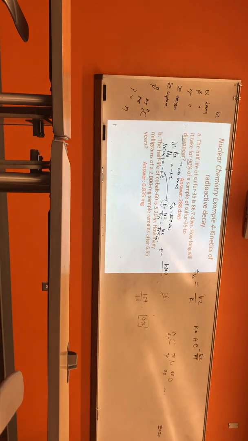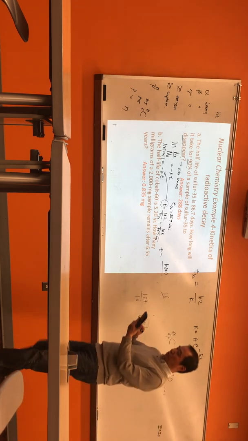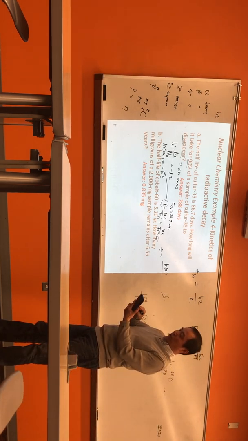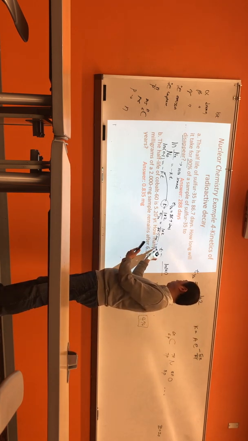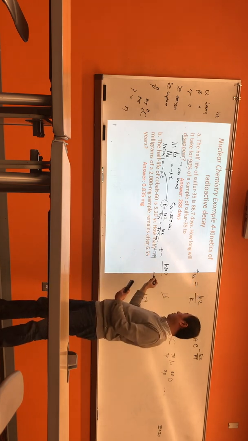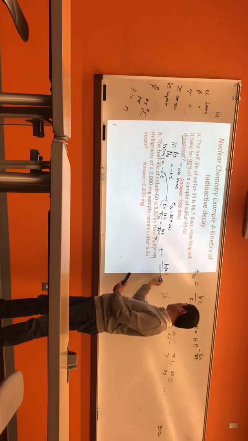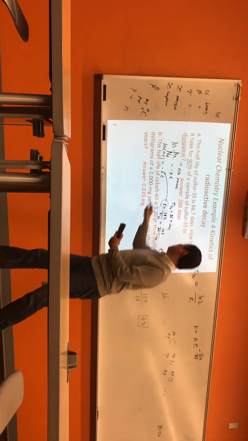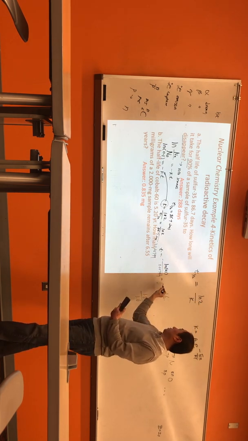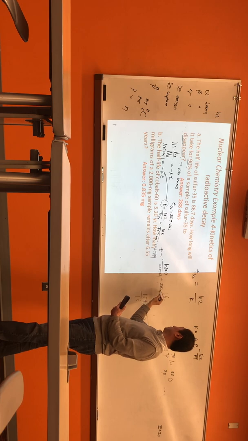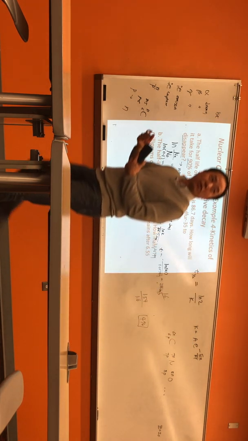How do I calculate? ln2 divided by 86.7 gives 0.00799. So that's my k, 0.00799. And then we have a negative sign here, so the negative goes here. And if you do the calculation, 288 days. 288 days.